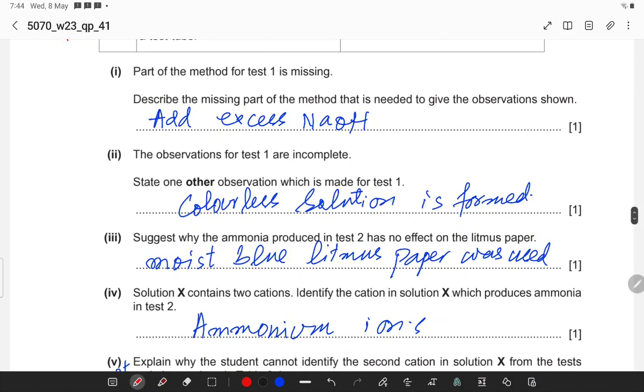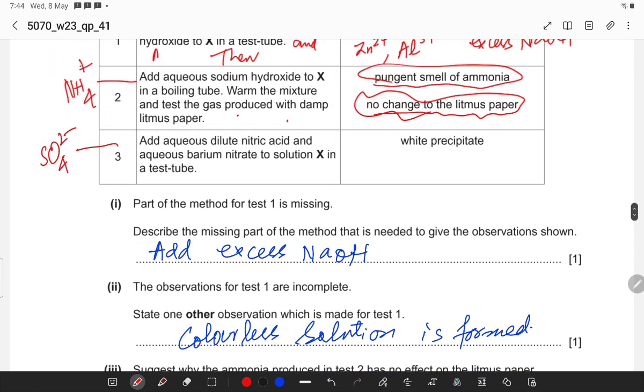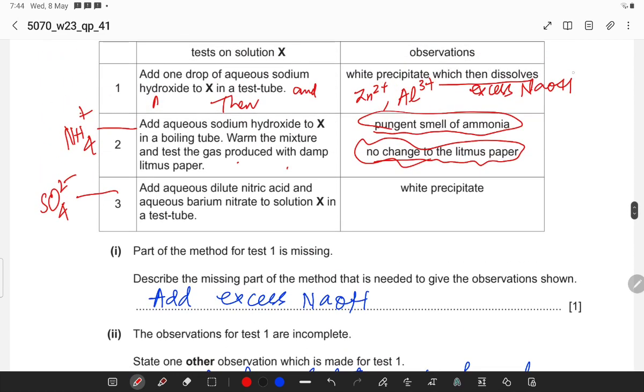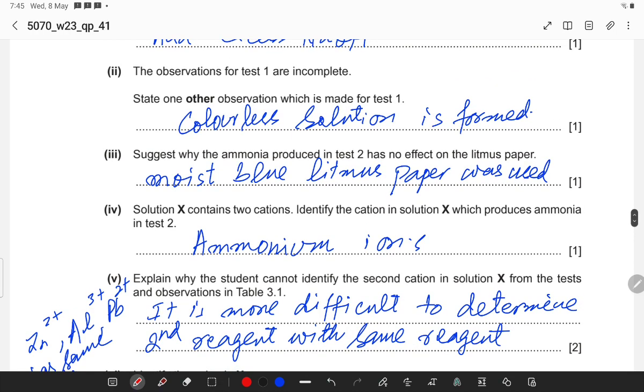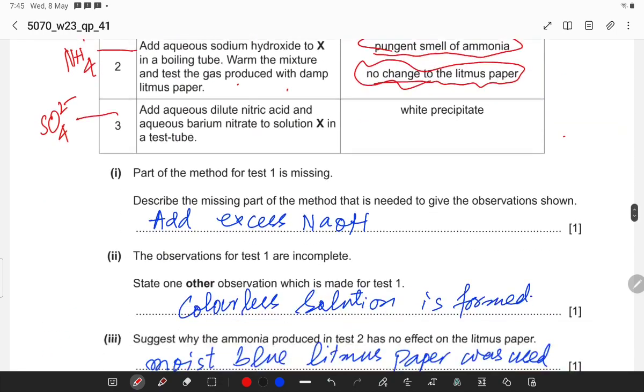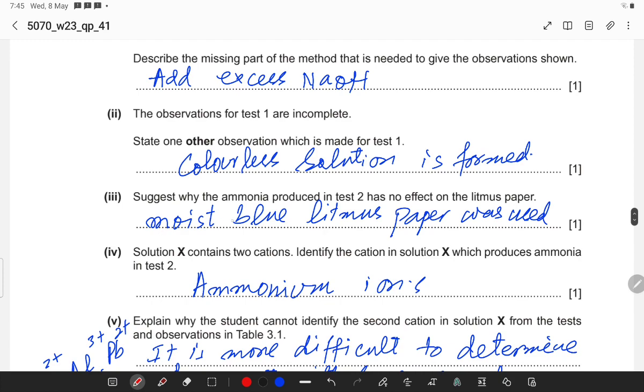State one other observation which is made for test 1. A colorless solution is formed, because when the precipitate dissolves it forms a colorless solution, so you have to write that down. That's why this part is missing. So the colorless solution being formed is another observation: the precipitate dissolves and forms a colorless solution. Suggest why the ammonia produced in test 2 has no effect on the litmus paper.